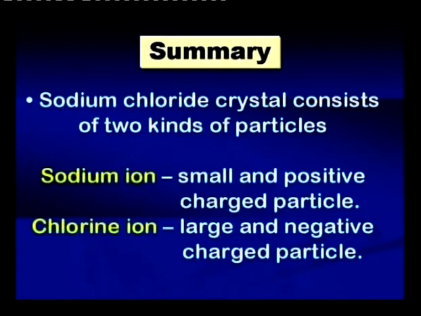The first summary point: a sodium chloride crystal consists of two kinds of particles. We have sodium ions and chlorine ions. Sodium ions are small particles and have a positive charge, whereas chlorine ions are large particles and have a negative charge.